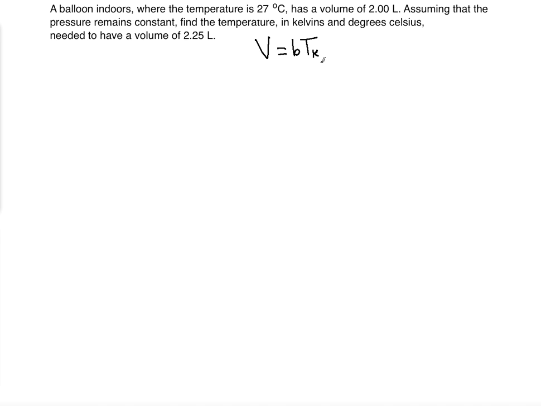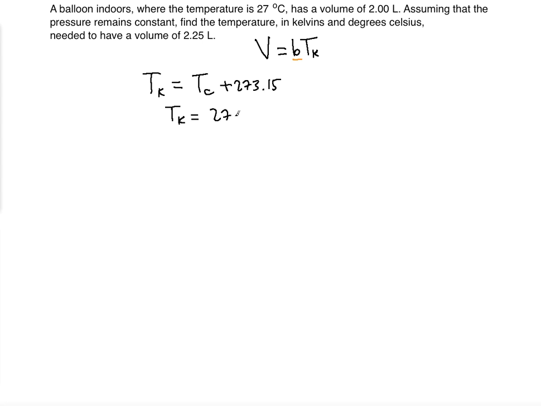So as you can see, the Celsius temperature is given, but we need the kelvins in order to find the constant of proportionality, which is B, right? So before you find that B, you need to actually solve for T subscript K, the temperature in kelvins. We know that the temperature in kelvins is equal to temperature in Celsius plus 273.15. We know that formula, right? So substituting the 27 in here, we'll solve for temperature in kelvins.